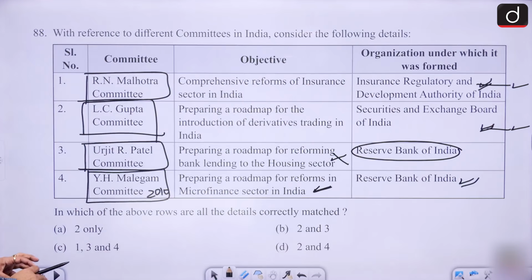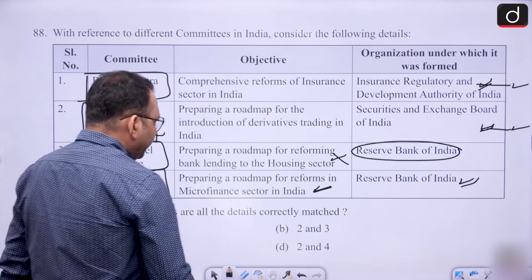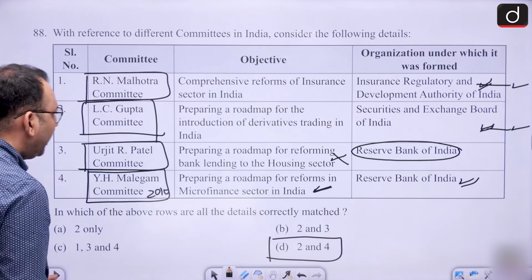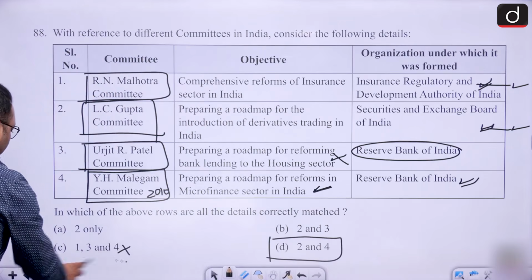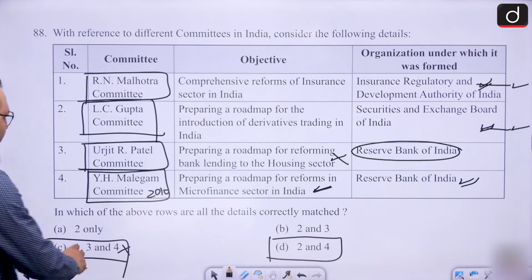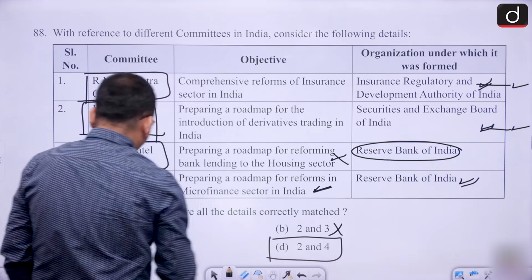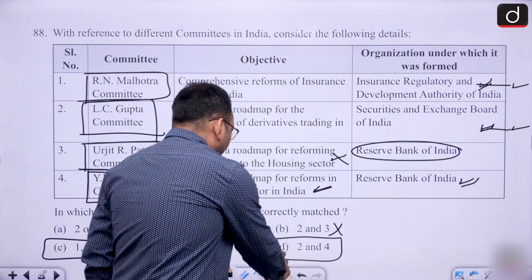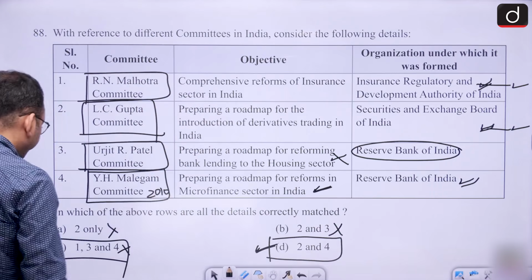The most appropriate answer will be 2 and 4, because 1 to 4 is not available, and 3 is actually incorrect, and 2 and 3 again are incorrect, only 2 is also incorrect. So the best option is actually 2 and 4, the answer becomes D. That's the answer here.